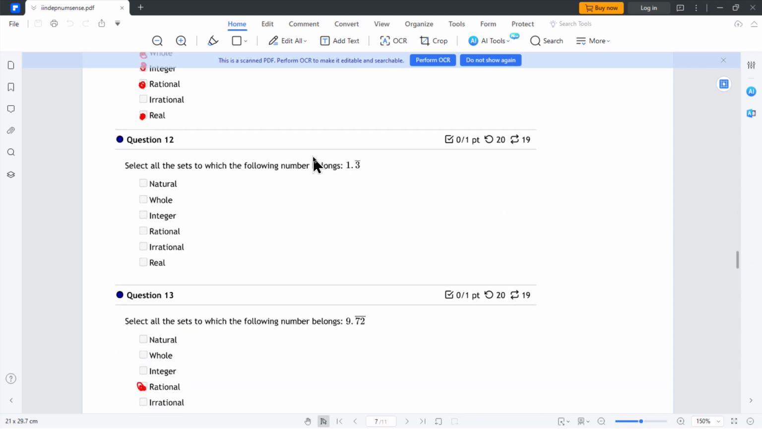So here we have the set to which this number belongs. Is it a natural number? No, it's not. Is it a whole number? No, it's not. Is it an integer? No, it's not. Is it a rational number? Yes, it is. It can be written as a fraction. Is it a real number? Yes, it is.